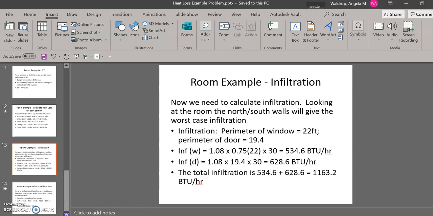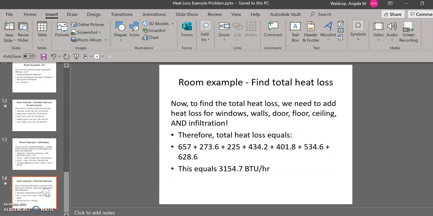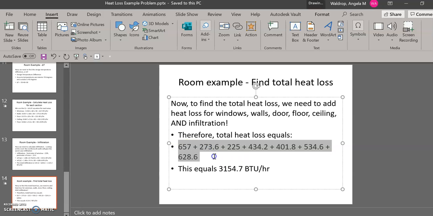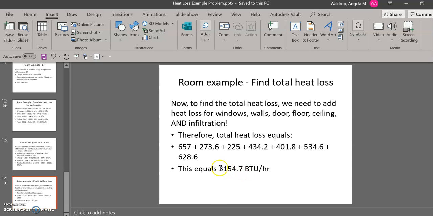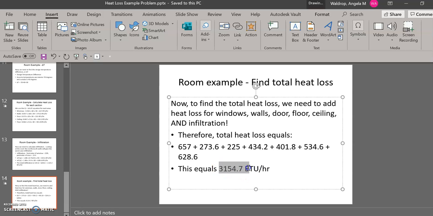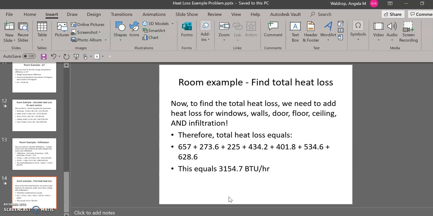Okay, now the next step, which would be the final step, is I've calculated all my individual values. I've calculated my heat loss through my walls, windows, floor, ceiling, and then also my infiltration. So I'm going to go ahead and add all of those values up, and that's going to give me a total heat loss of 3,154.7. So we can say that that's 3155 BTUs per hour, and then we are all set.